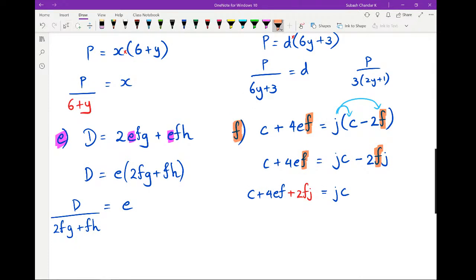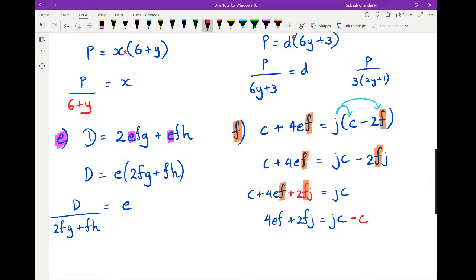Once again, have a look where my f is. So there's an f there, and there's another f there. I don't really need that c, I can get rid of the c to the right hand side. So I'm going to rewrite this as 4ef plus 2fj equals jc, and of course it's going to become minus c, because it's positive c on the left hand side. When I bring it to the right hand side, it's going to become minus c.